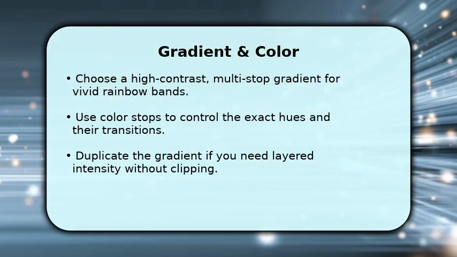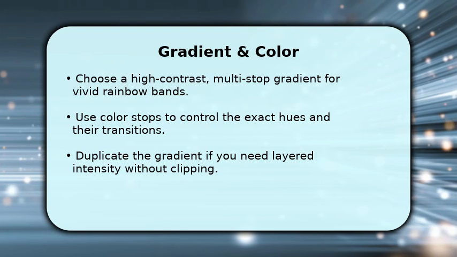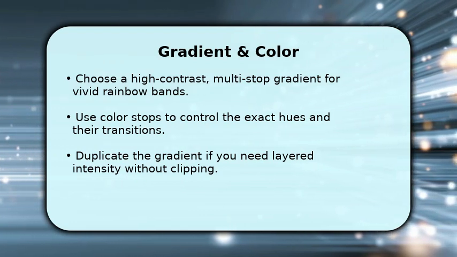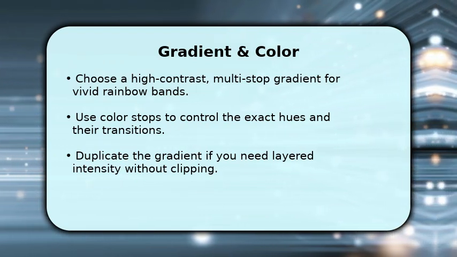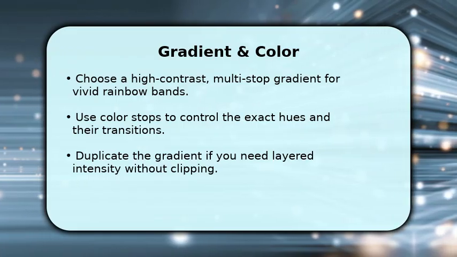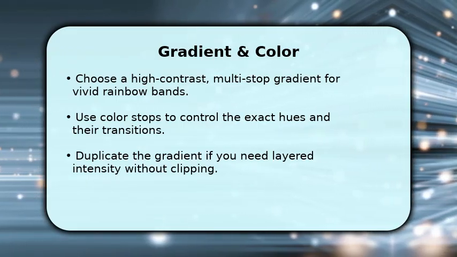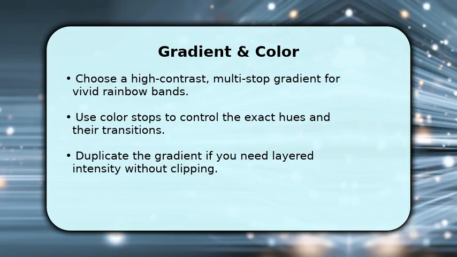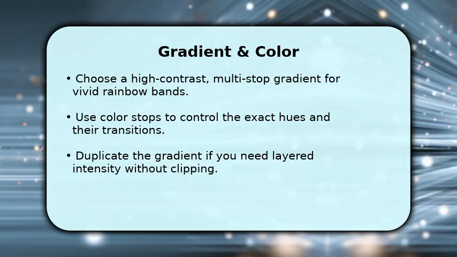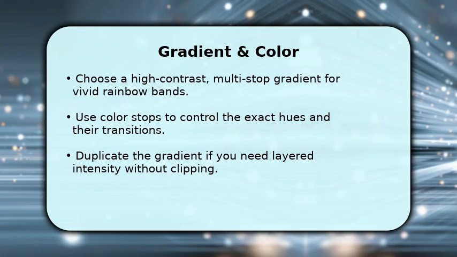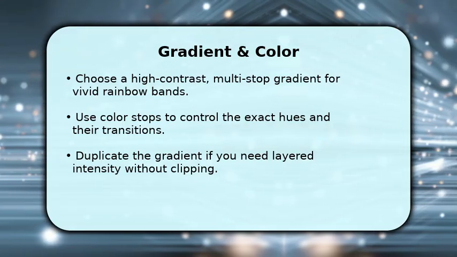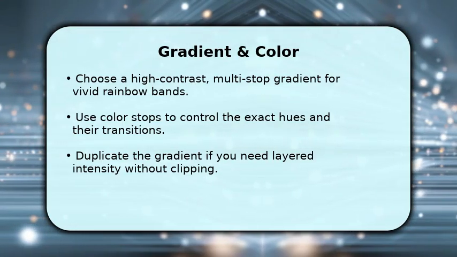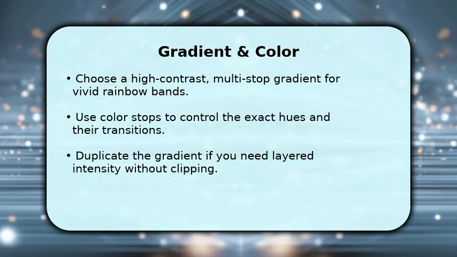Pick a multi-stop gradient with clear color transitions to start and place it as a layer over your clip. Use the gradient editor to add or move stops for precise hue control and adjust saturation to match your scene. If one layer lacks punch, duplicate the gradient and experiment with blend modes and opacity to build richer color without overexposure. Always preview at full resolution to judge the final look.